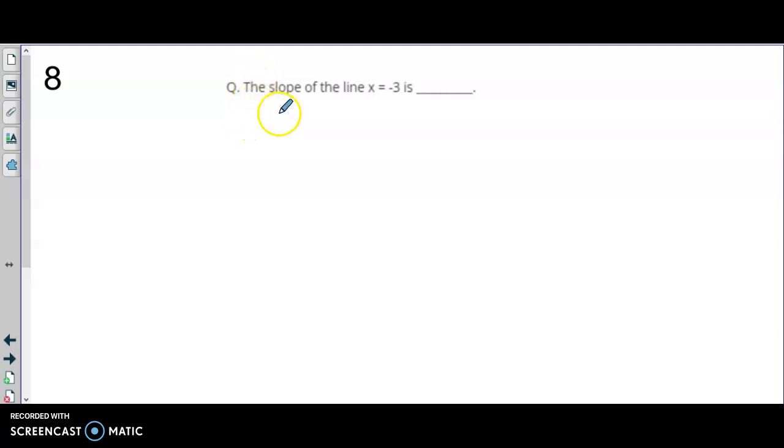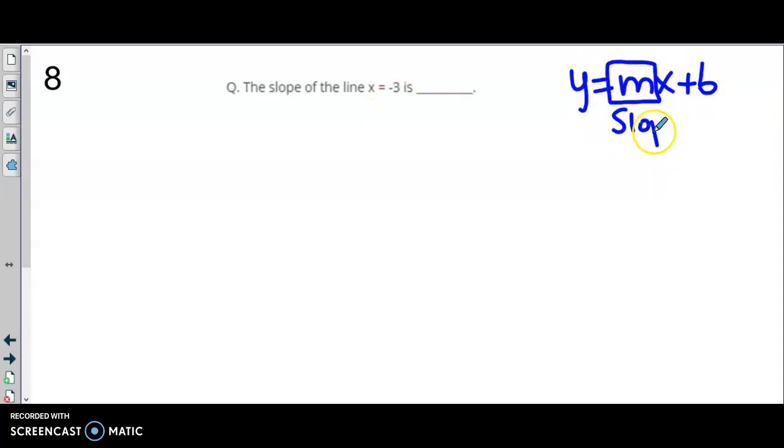All right, slope of the line x equals -3 is what? So for the most part in this class, we've been looking at slope-intercept form where it's y equals mx plus b. This is not in slope-intercept form. If it was in slope-intercept form, our slope would be the number attached to x. But this one's not in slope-intercept form, so we kind of just have to think about this one instead.